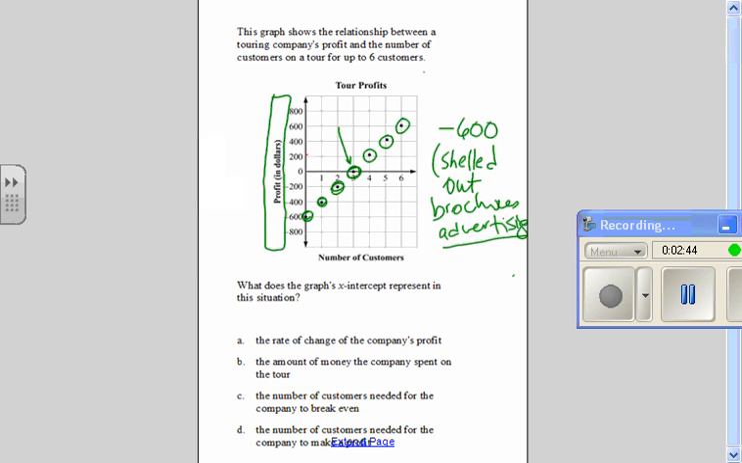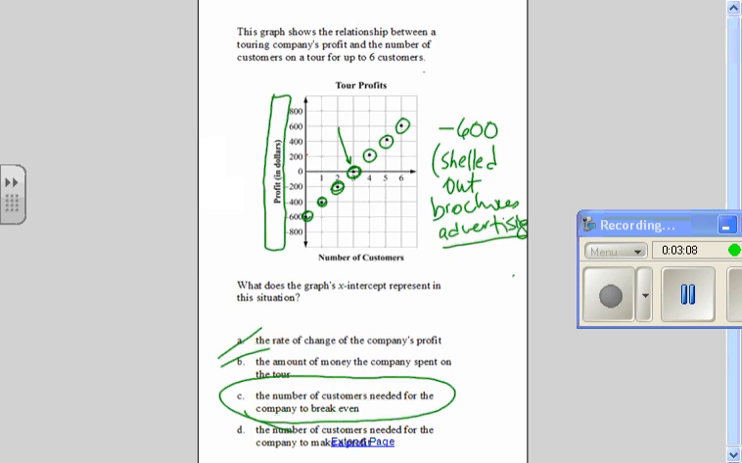It is not the rate of change. Okay? The amount of money the company spent on the tour? Nope. Company spent $600. The rate of change, by the way, is how much for each tourist, and we've figured that out. It's 200, but that's not what the x-intercept means. The number of customers needed for the company to break even, there you go. Breaking even means you could walk away right now and lose no money.